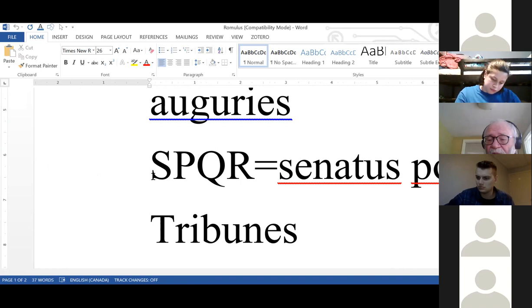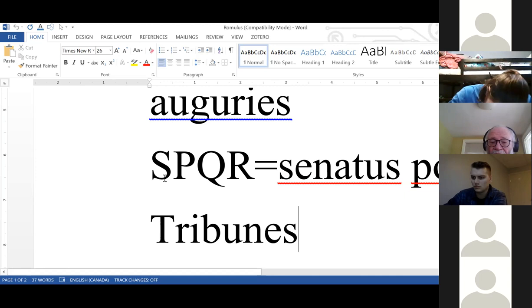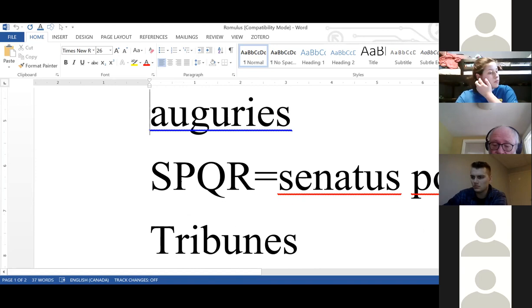So the Senate is dominated by the landed aristocracy. The people have their popular assembly. The people have their tribunes. There's conflict, but at the same time, there's a conciliation within the Constitution, SPQR, the Senate and people of Rome.